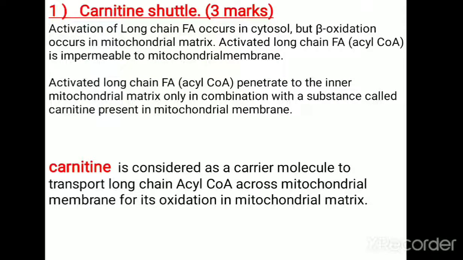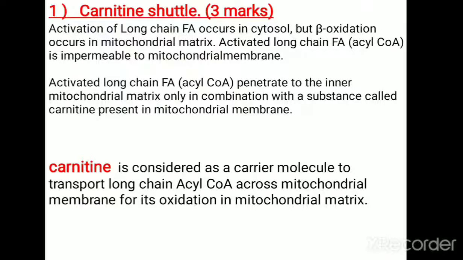So we should know regarding beta oxidation of long chain fatty acid that takes place within the mitochondria. Prior to this beta oxidation, that fatty acid has to be activated. That activation reaction takes place within the cytoplasm. After this activation, this long chain fatty acid has to be transported to the mitochondria for the oxidation reaction. But the problem is regarding the inner mitochondrial membrane.